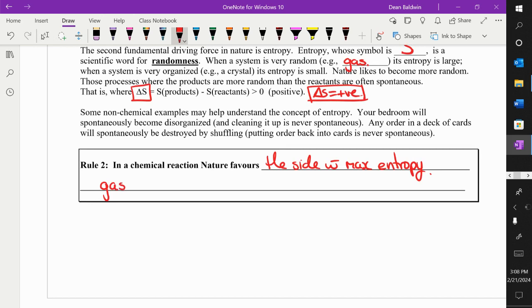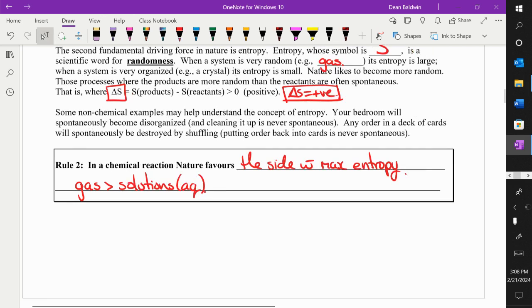So, gas is greater than solutions. When I say solutions, I'm talking about aqueous, so something dissolving in water. And then solutions are greater than liquids, which are greater than solids. Solids are the least random, which kind of makes sense.